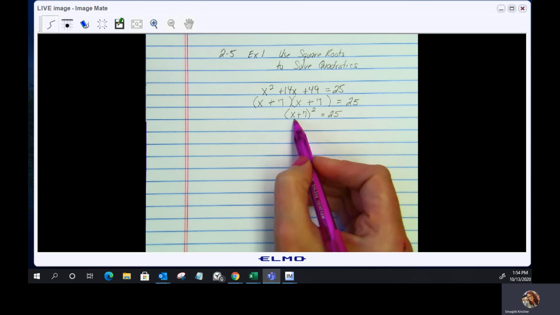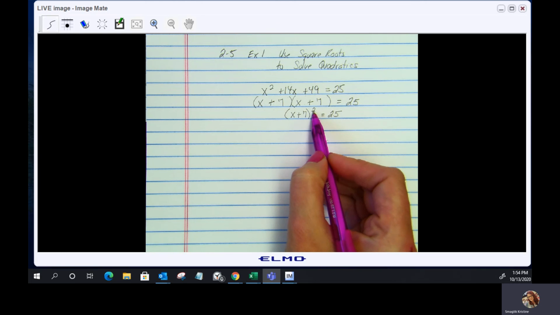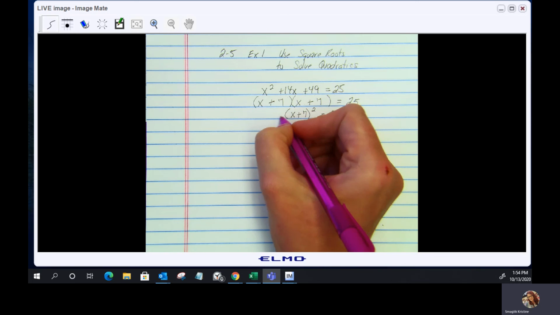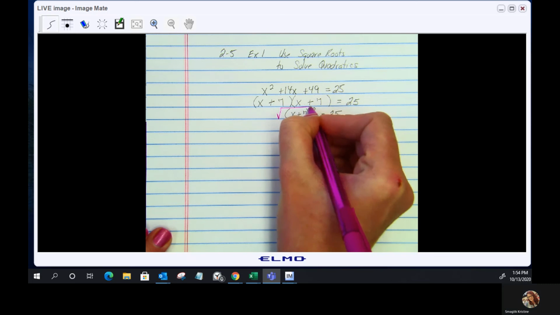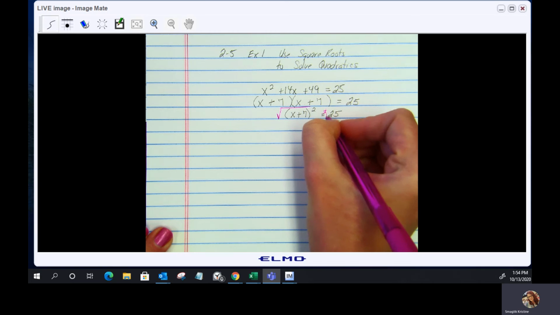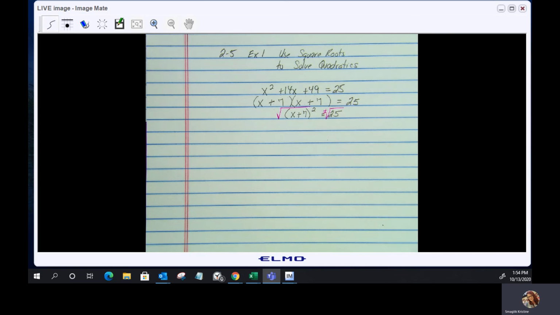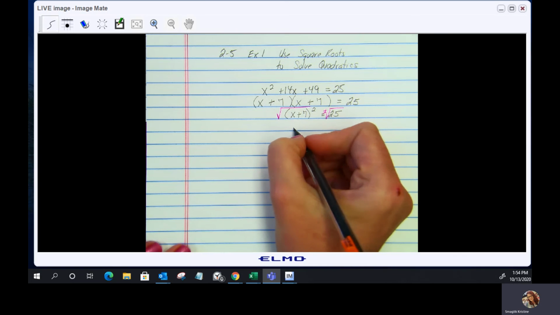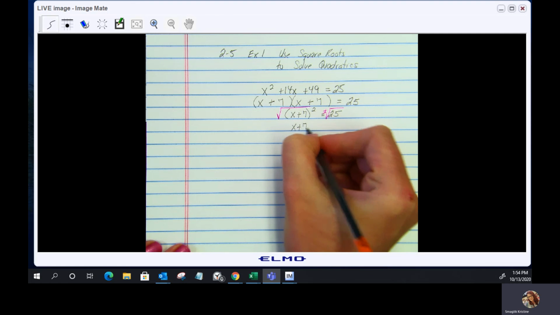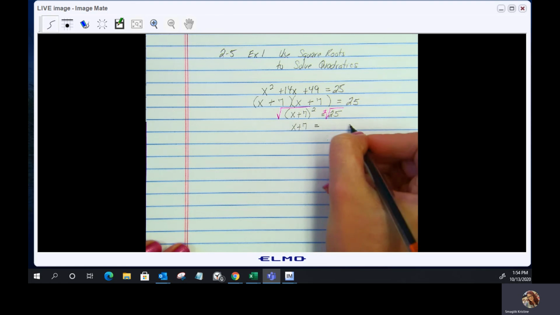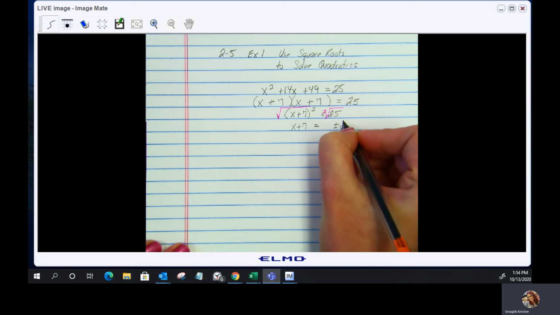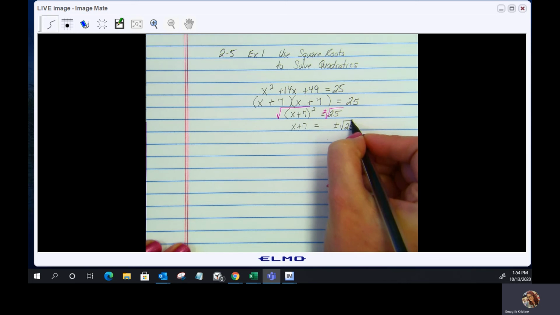Now I'm solving for x. I need to get rid of this square. The inverse operation of a square is a square root. I'm going to have a plus or minus square root of 25. Okay. I'm now left with x plus 7 equals plus or minus the square root of 25. I'm not going to simplify it just yet.